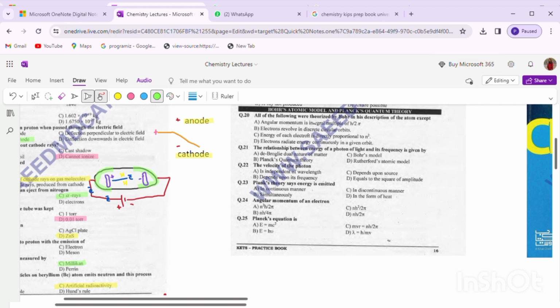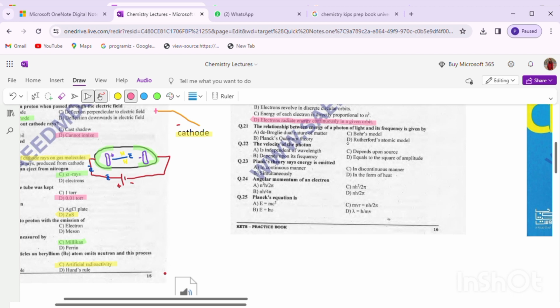20. All of the following were theorized by Bohr in his description of an atom except: angular momentum is an integral multiple of h by 2 pi, correct. Electrons revolve in discrete circular orbits, correct. Energy of each electron is directly proportional to n square, correct. Electrons radiate energy continuously in a given orbit, which is wrong. They do not radiate energy continuously, however discontinuously.